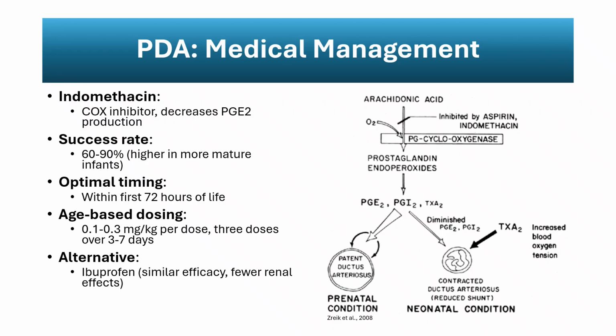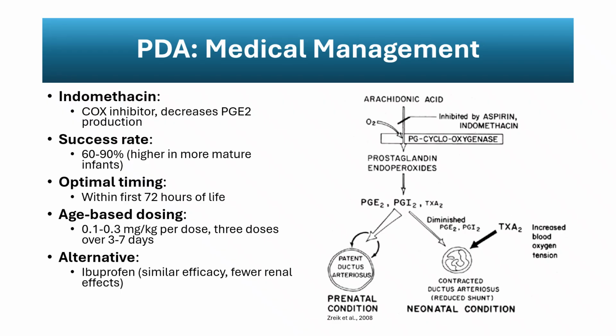Indomethacin, a cyclooxygenase inhibitor, decreases prostaglandin E2 production and promotes ductal closure. The success rate ranges from 60 to 90%, with better outcomes in more mature infants. Timing matters. Starting treatment within the first 72 hours of life is most effective before the ductal wall has remodeled and become less responsive. Dosing is weight and age-based, usually 0.1 to 0.3 milligrams per kilogram per dose, given as a series of 3 doses spread over 3 to 7 days. This allows time for progressive constriction while monitoring for side effects.